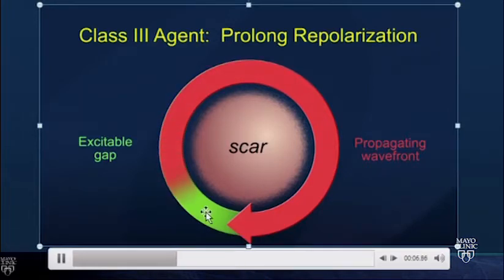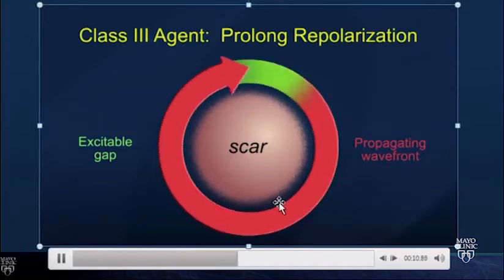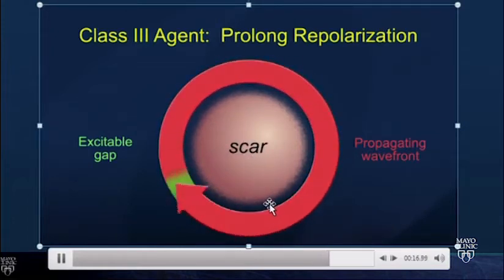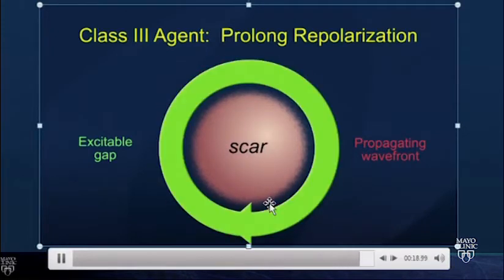Okay, so with prolonged repolarization, there is less excitable gap. And you can see there is not much tissue that is available to depolarize, and when there is no excitable gap, the arrhythmia terminates. So that's how the potassium channel blockers prolong refractoriness and terminate arrhythmia.